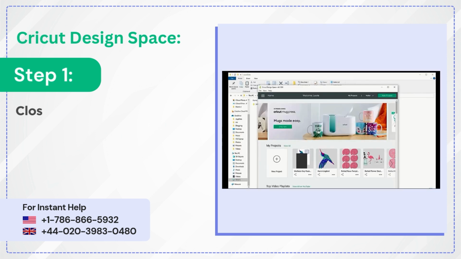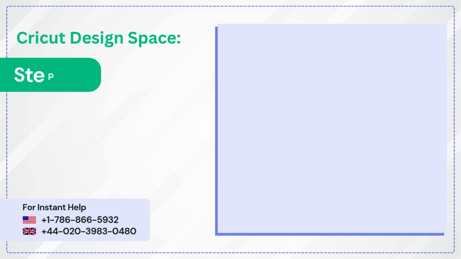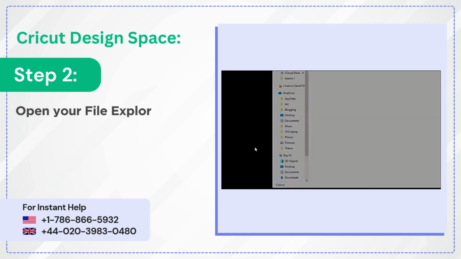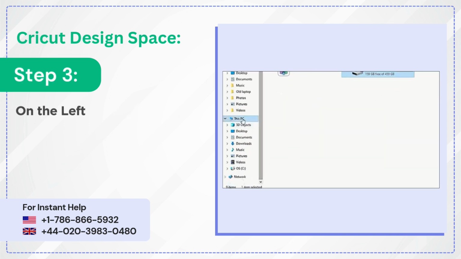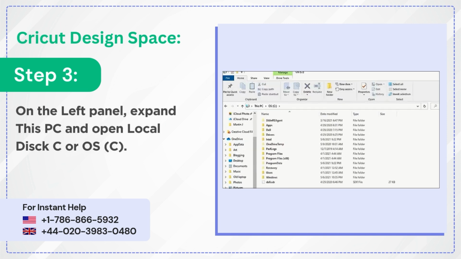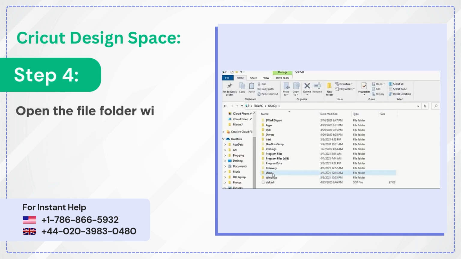Step 1. Close your Cricut Design Space application. Step 2. Open your File Explorer. Step 3. On the left panel, expand This PC and open Local Disk C or OS, C. Step 4. Open the file folder with the name Users.